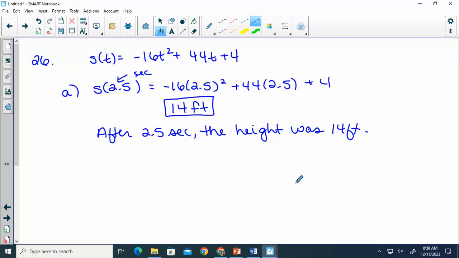I think I entered it wrong because I don't know why I got 214. Oh, I'd say you dropped the negative on your 16. Maybe that, or I might have, for some reason, put 25 in there somewhere instead of 2.5. That's possible as well.